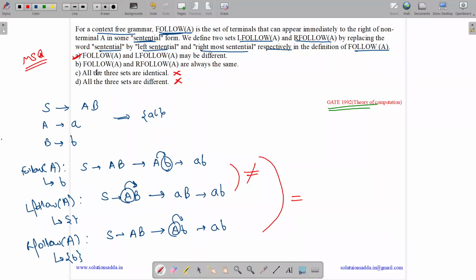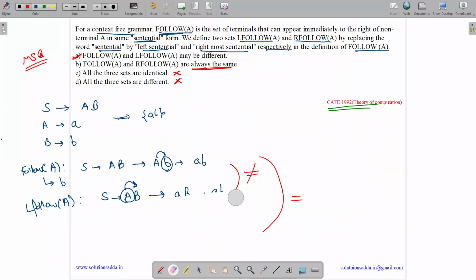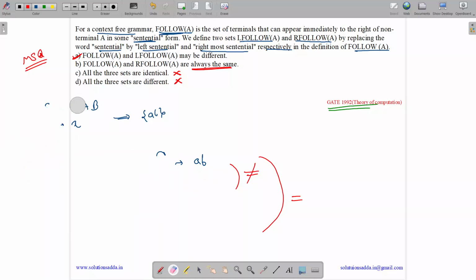Now let us see whether follow of A and R follow of A are always the same. We can't say always the same by just an example. We need to prove whether it's always the same or not. So let us see how we can prove this option B.